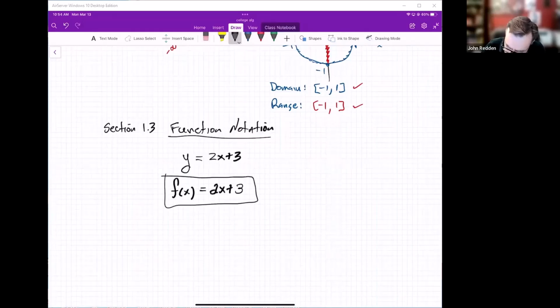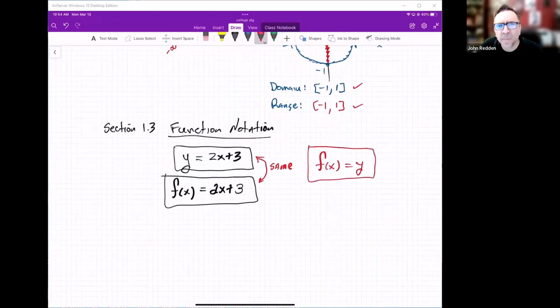I've got to get used to the touch sensitive. When I push hard, it gets thicker. So this and this, they're the same. The only difference is that f of x is getting replaced for y. f of x is just a placeholder for y. It's the y value. The reason we use this kind of notation is because we plug in numbers a lot, and this facilitates that operation, the operation of plugging in numbers. That's what this notation is actually good for.